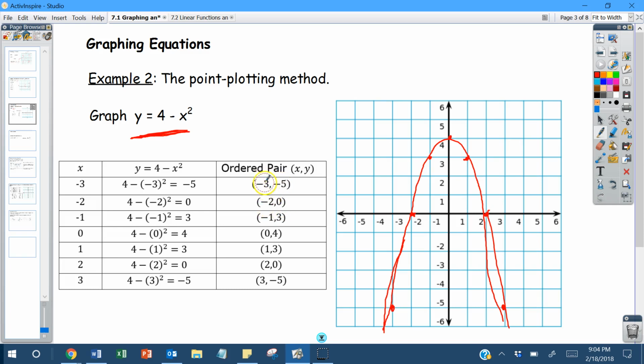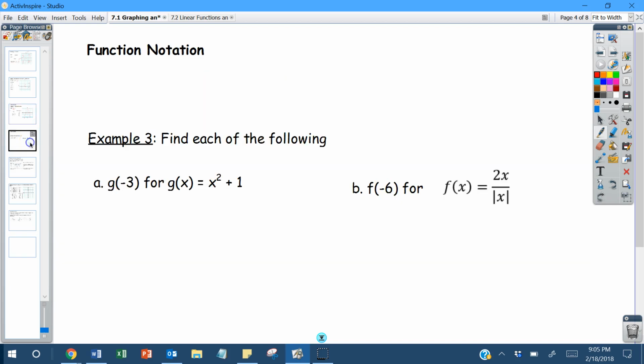So you notice how my x's are -3, -2, -1 in order. And my y's are whatever came out. So that's how you would graph using this particular method.